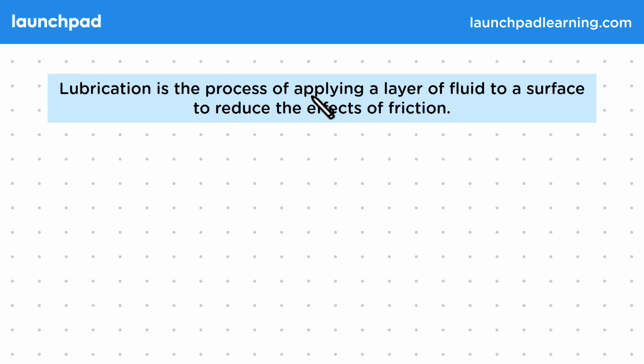Lubrication is the process of applying a layer of fluid to a surface to reduce the effects of friction. For example, oil and grease are applied to machines and engines to allow them to run more smoothly. This reduces wear on them and allows them to last for longer.